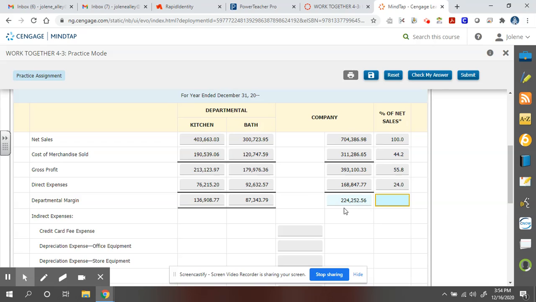And now for this last one, we're going to take this, the 224,252.56 divided by the net sales. Okay, so we got 31.8% there. Okay, and probably if you take the 55.8 minus the 24, I'm just guessing. Yeah, it comes out to 31.8.